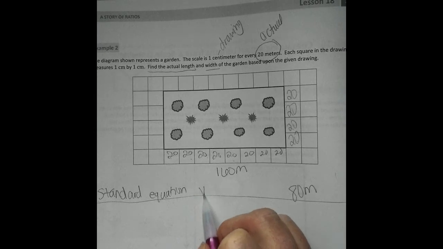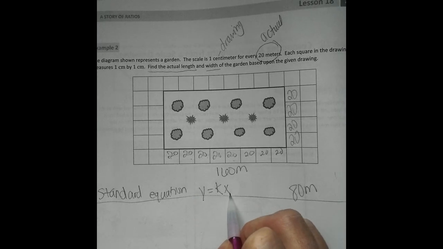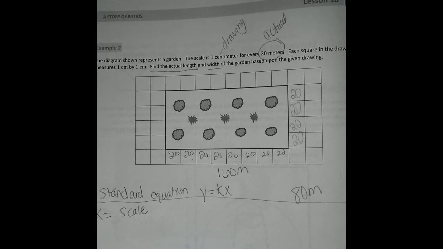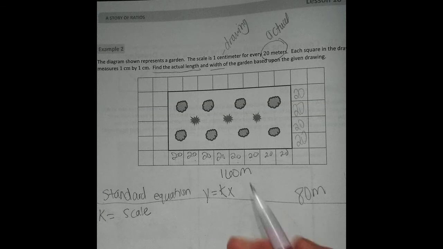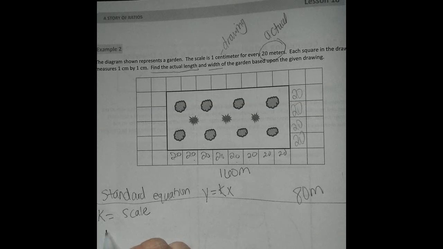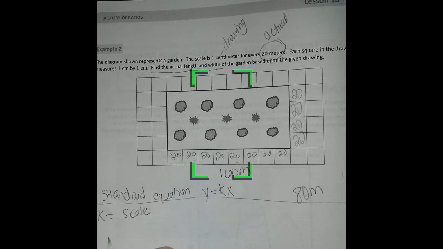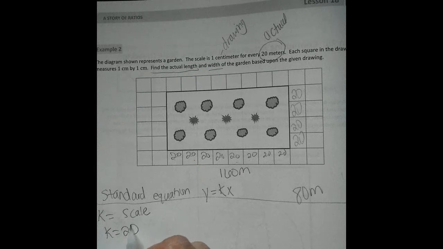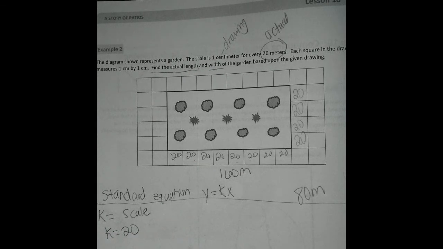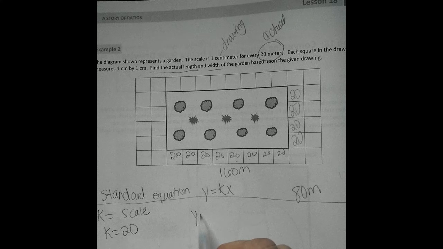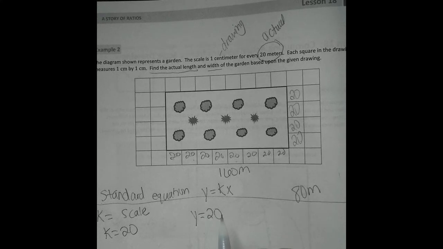Remember that the standard equation is y equals k times x, and remember that k is going to be the scale. So our scale here is 1 to 20, 20 being the y value and 1 being the x value. So that would be 20 divided by 1, which would just be 20. So our k here is 20. And so if we apply that into the equation, it becomes y equals 20x, so 20 meters for every 1 centimeter.